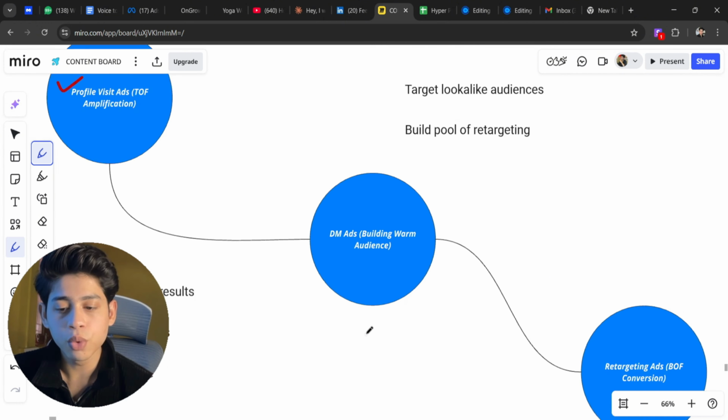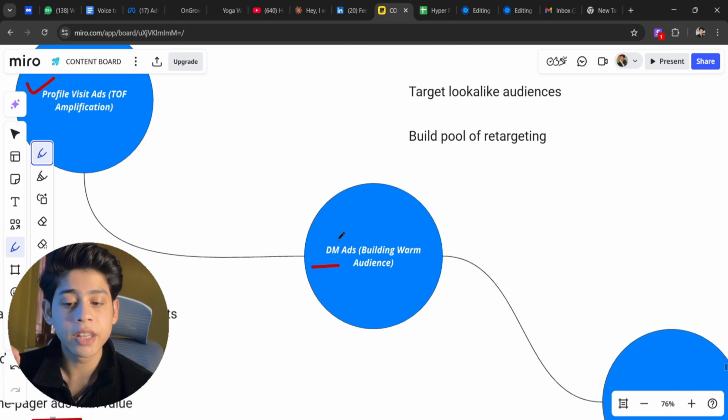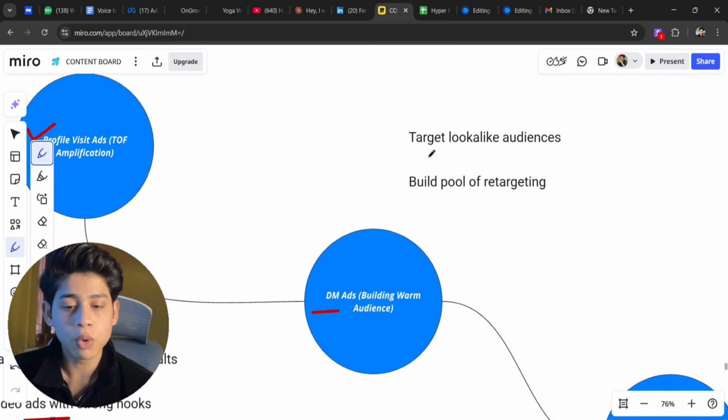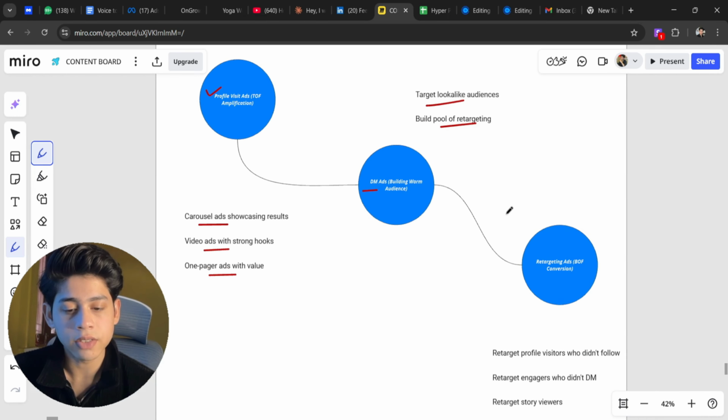And the second is we use our DM ads to build the warm audience. Here we target the lookalike audience. We build the pool of retargeting. So we create audiences of the people who actually engage with our ads or the organic content. And we also create lookalike audiences as well.